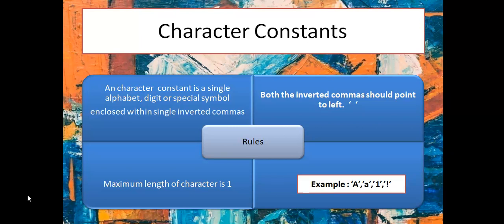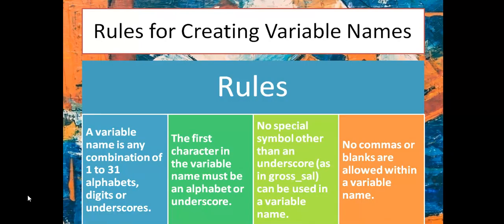For example, capital A, which is defined within single inverted commas, 'A', small letter 'a', '1' and exclamation mark '!'. So a character constant can have an alphabet, digit or a special symbol, but it should be enclosed within single inverted commas.